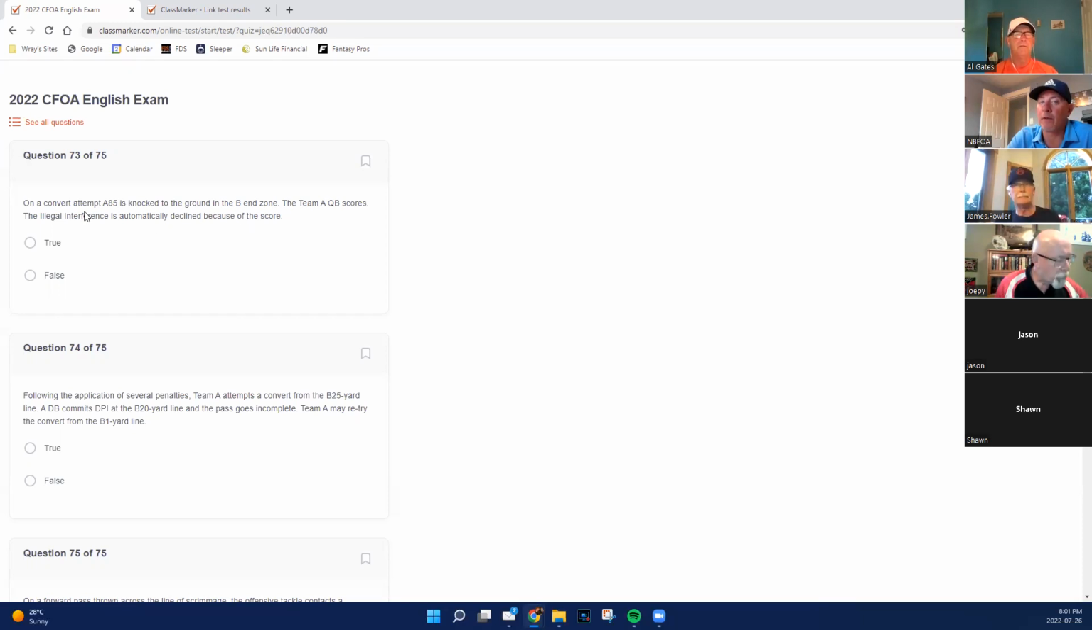On a convert attempt, A85 is knocked to the ground in the Team B end zone. Team A QB scores. The illegal interference is automatically declined because of the score. Oh, that's got to be false. Exactly. On any convert attempt, whether successful or unsuccessful, one of the options is to apply the penalty on the kickoff. Right. Okay.